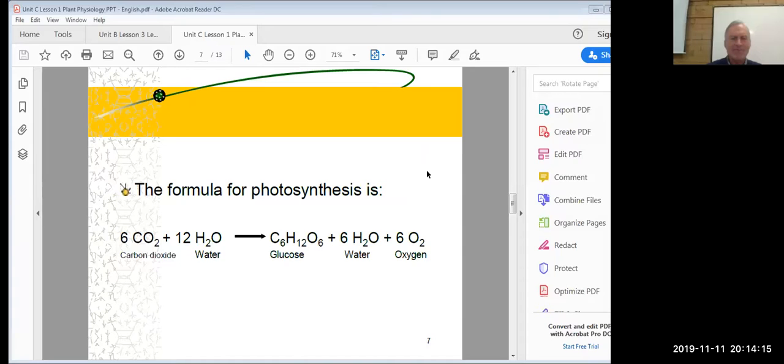So this is the formula for photosynthesis. You start out with carbon dioxide and water and the energy from the sun, and you get glucose and water and oxygen.